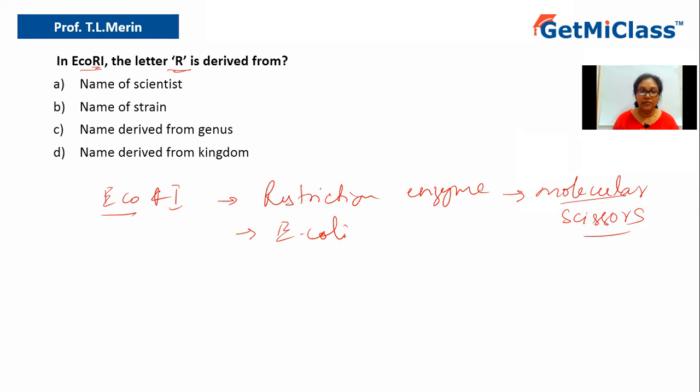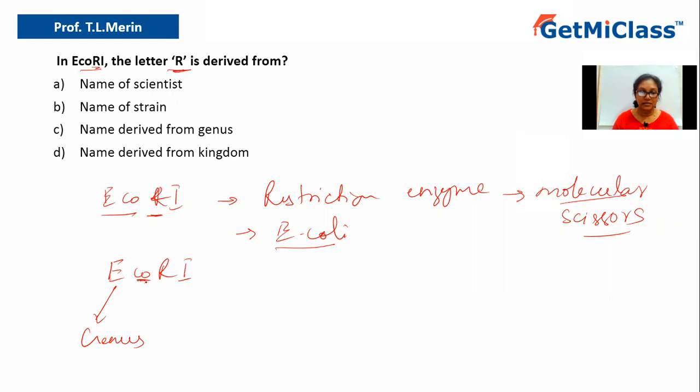So EcoR1 is a type of restriction enzyme which has been isolated from E. coli. So they are specifically asking for the letter R. That means they are talking about the naming convention. How do they name these restriction enzymes? When you talk about EcoR1, you can see the first letter has been derived from the genus. And what is the genus here? It is Escherichia, because the full form of E. coli is Escherichia coli. The first letter is from the genus.